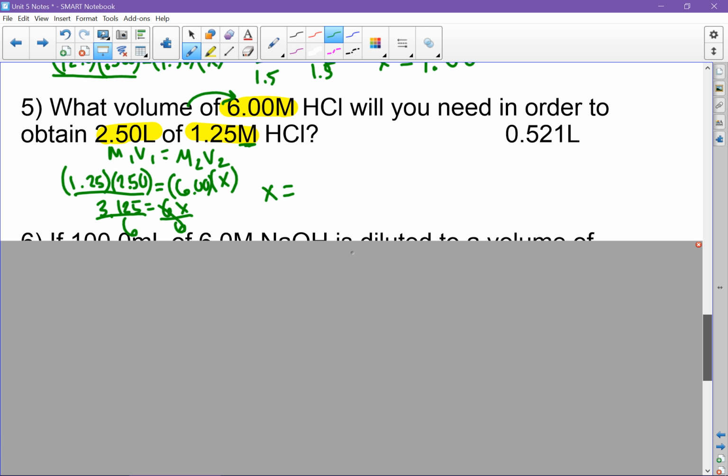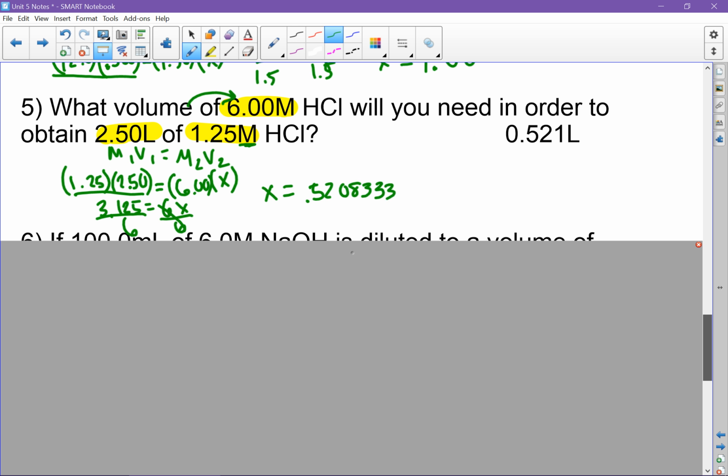Oops, I missed a button. So it says 0.5208 and then a whole bunch of repeating 3's.